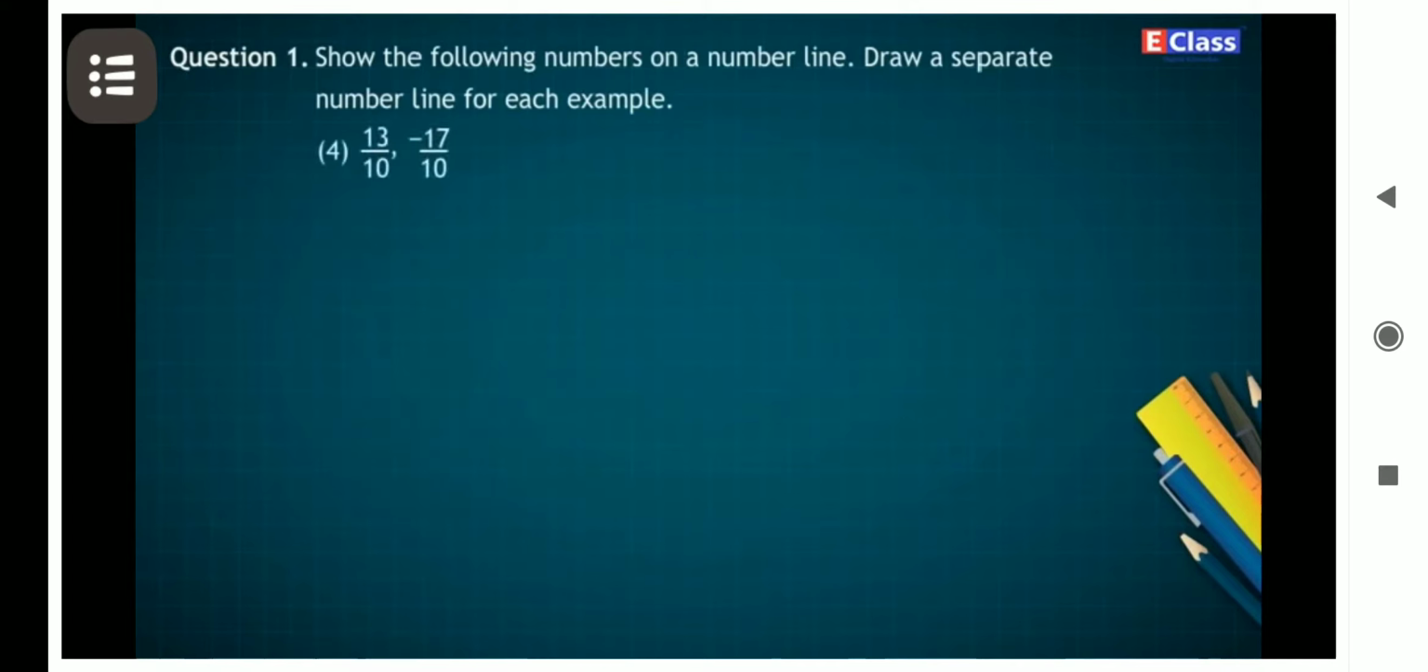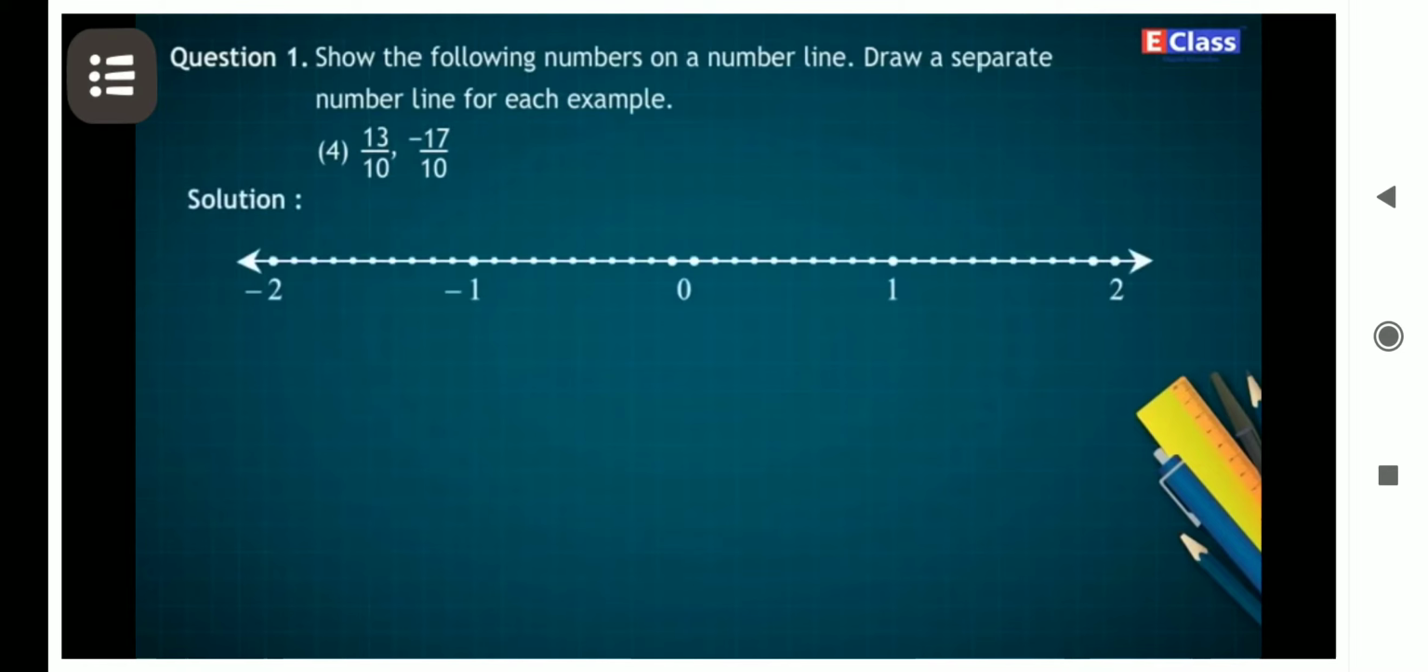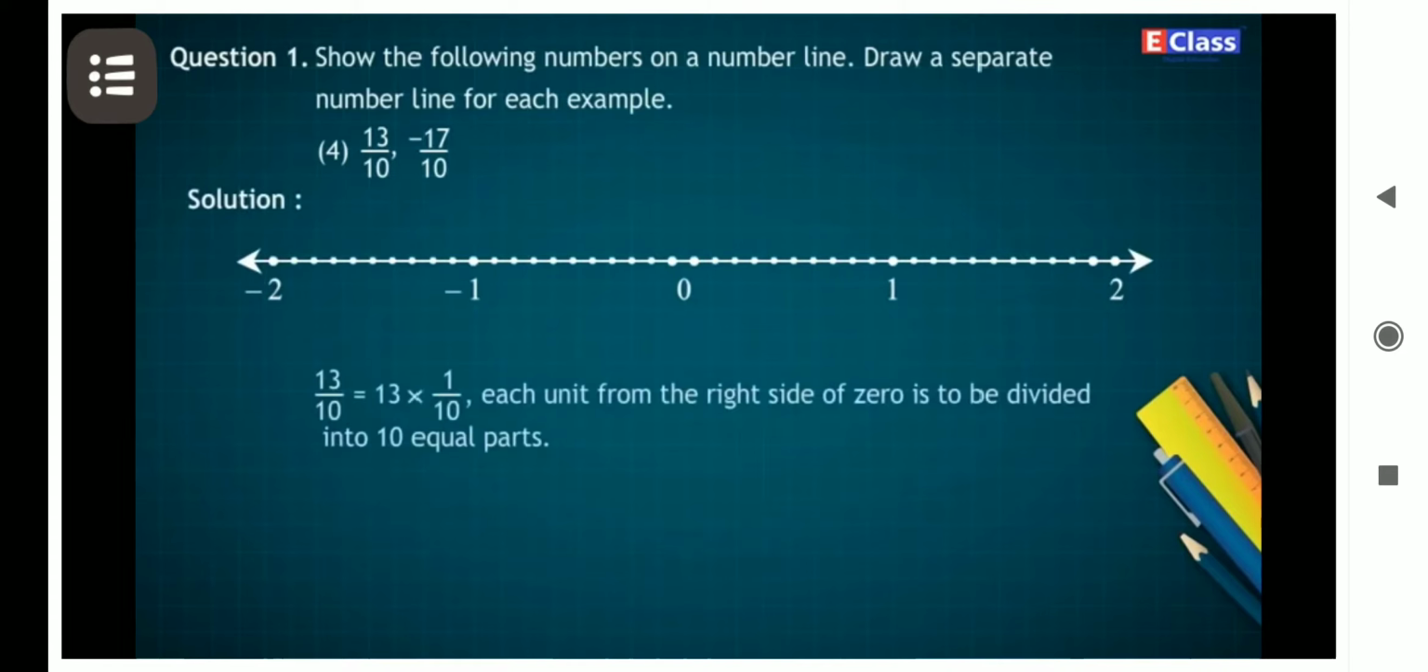4. Let us see 13 by 10, minus 17 by 10 on a number line. Solution. Let us draw a number line. Show the number 0 on a number line. 13 by 10 is equal to 13 multiplied by 1 by 10. Each unit from the right side of 0 is to be divided into 10 equal parts. The 13th point from 0 shows 13 by 10.